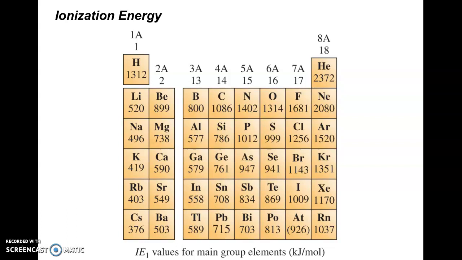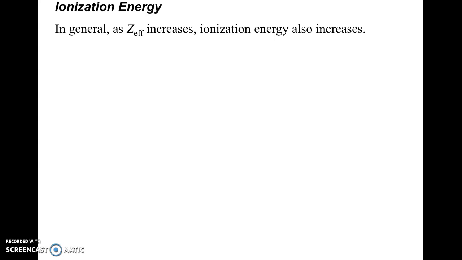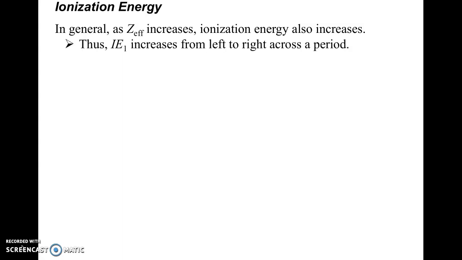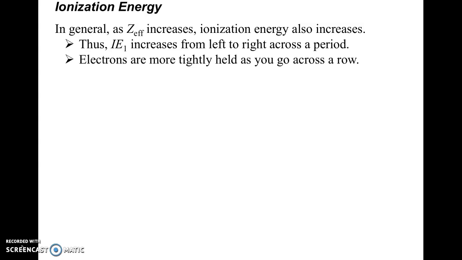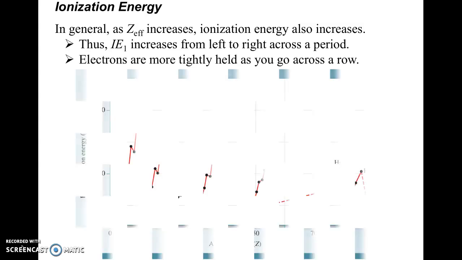And here's some ionization energies tabulated for the representative elements. And you can see that sodium was 496. Lithium, which is smaller, those electrons are closer to the nucleus, takes more energy to pull an outer electron off of it, whereas potassium, that outer electron is further away than in sodium, so it takes less energy to pull it off. So as that effective charge increases, ionization energy increases. So it increases from left to right across a periodic table. Electrons are held more tightly as you go across.